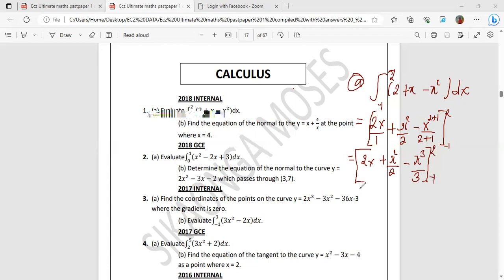All right, so from there, we should be able to say that we're going to get this 2 and replace it into our function, and then everything minus what we get when we replace -1 into the function. So this is simply 2 times 2 plus 2 squared over 2 minus 2 to the power 3, everything over 3. Then in brackets, we say minus. Now we are going to substitute in the value of -1 into the whole of that function.